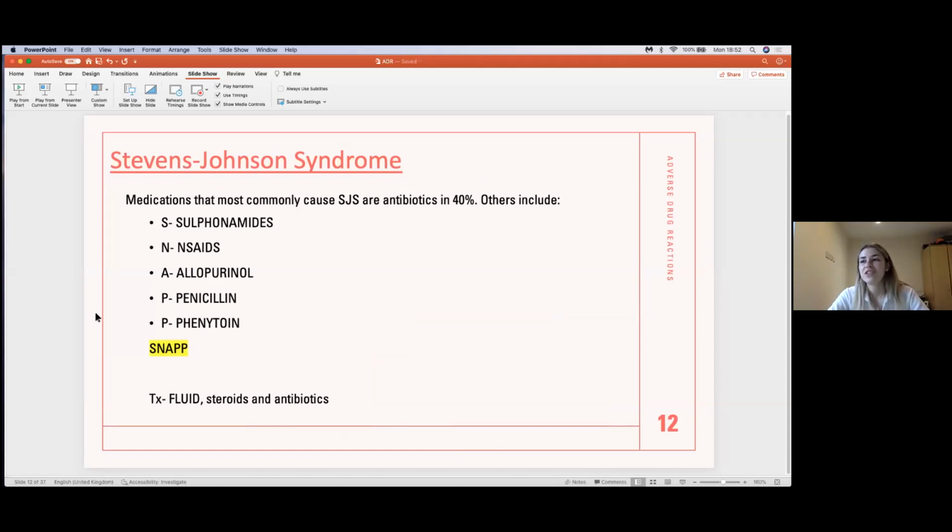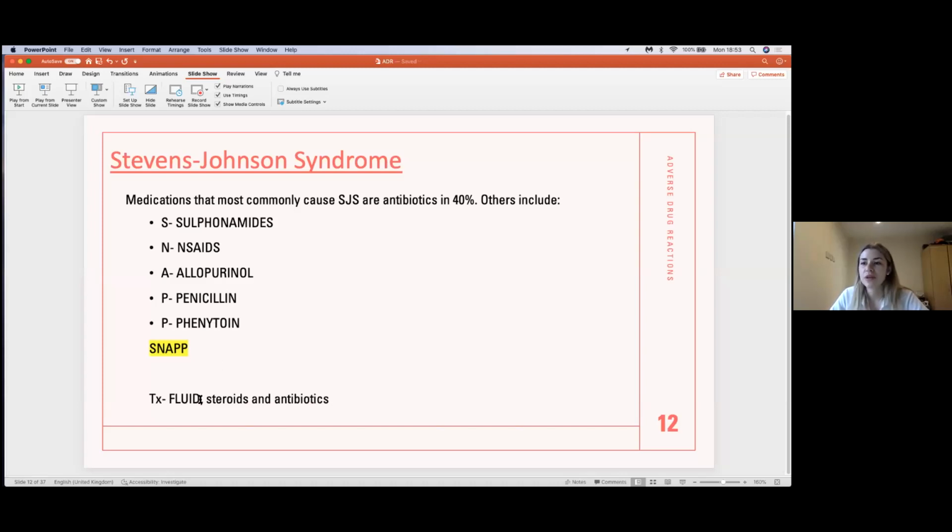Medications that commonly cause Stevens-Johnson syndrome are antibiotics. That happens in 40% of all cases. I really struggle to remember drug names when it comes to exams. They all merge into one, so I remember drugs by coming up with mnemonics. I remember them by SNAP: sulfonamides, NSAIDs, allopurinol, penicillin and phenytoin. Those are the 5 most common drugs to cause Stevens-Johnson syndrome.